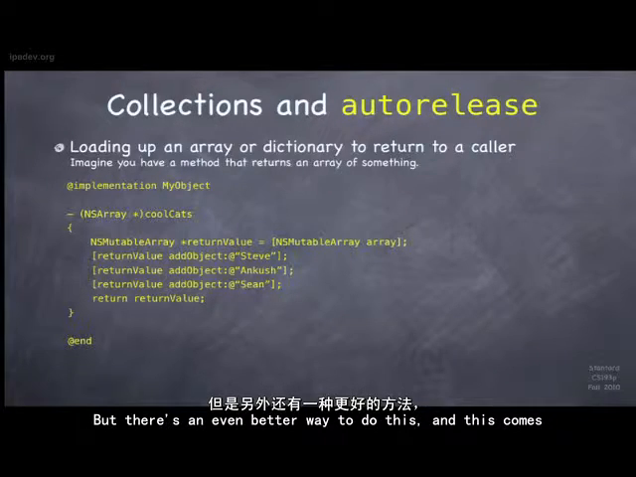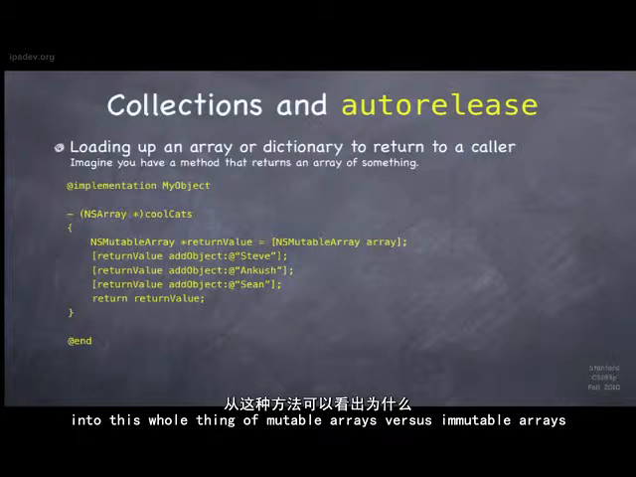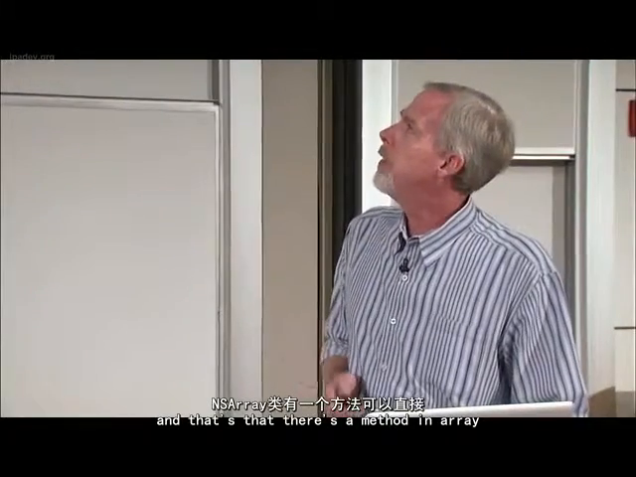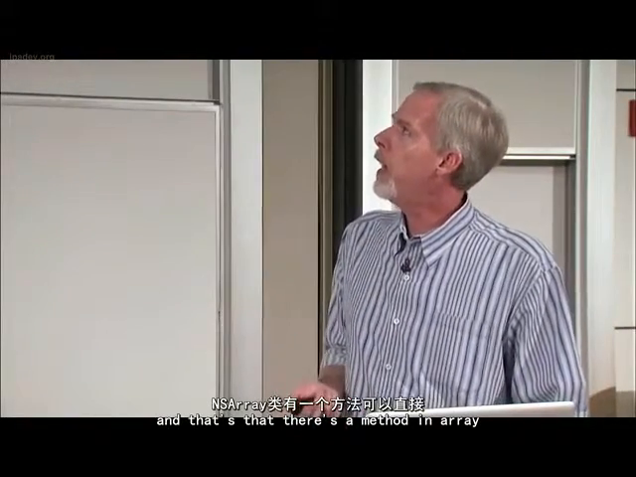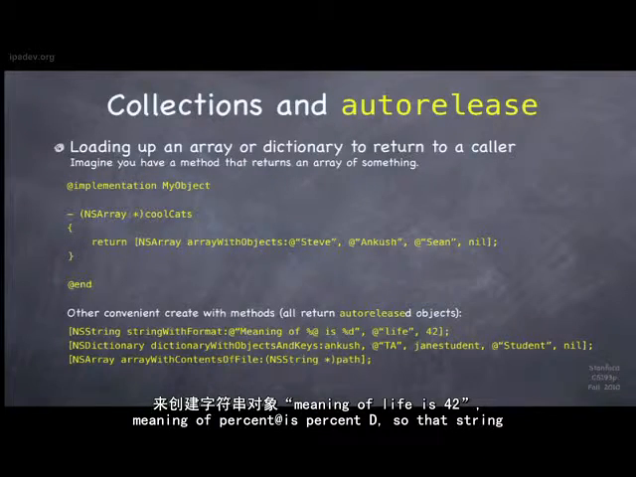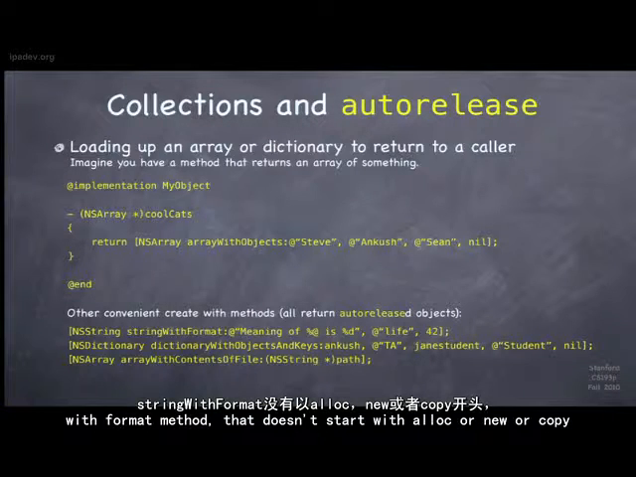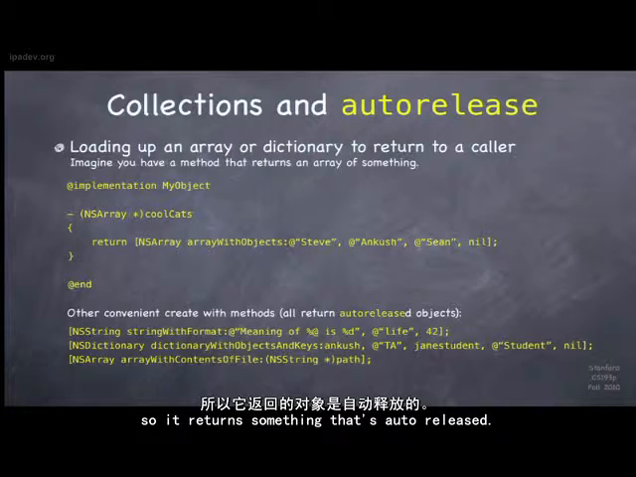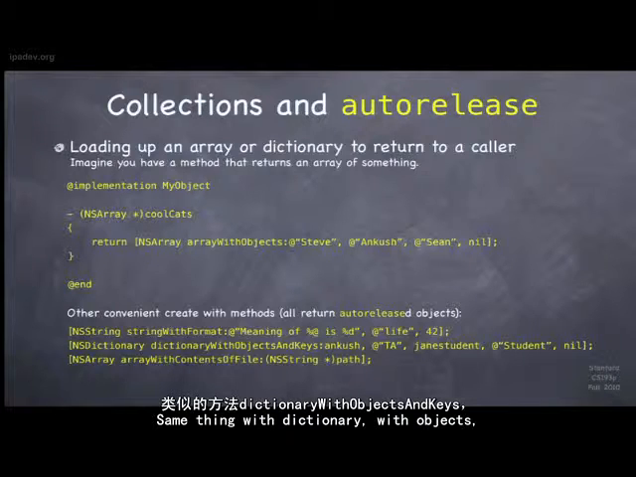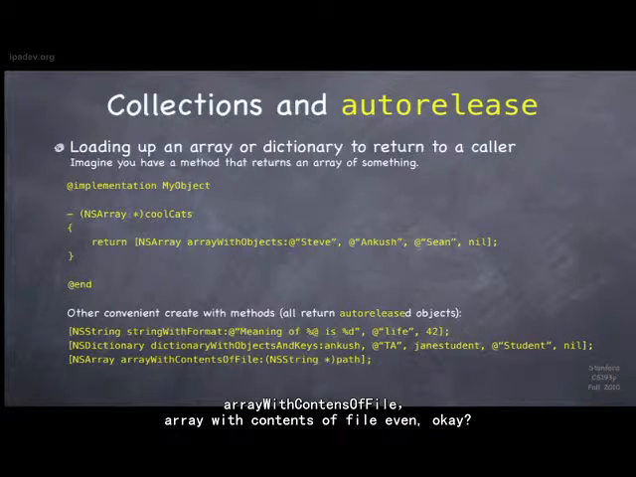And this comes into this whole thing of mutable arrays versus immutable arrays, and why one is more common than the other. There's a method that just lets me create a string like "life is 42", meaning a percent at sign is %d. That stringWithFormat method doesn't start with alloc or new or copy, so it returns something that's autoreleased. If I wanted to keep that string, I would have to send retain to it. Same thing with dictionaryWithObjects, arrayWithContentsOfFile even.